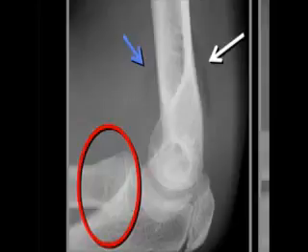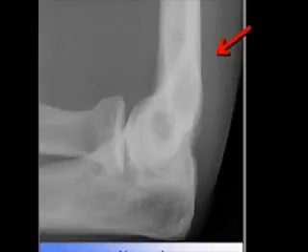but now visible because of fluid which distends the joint capsule and pushes the fat posteriorly so that it can be seen on a true lateral of the elbow. The red arrow is pointing to a normal lateral elbow in which no posterior fat pad is visible.